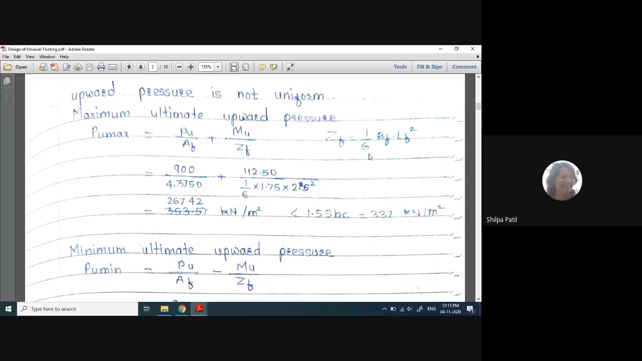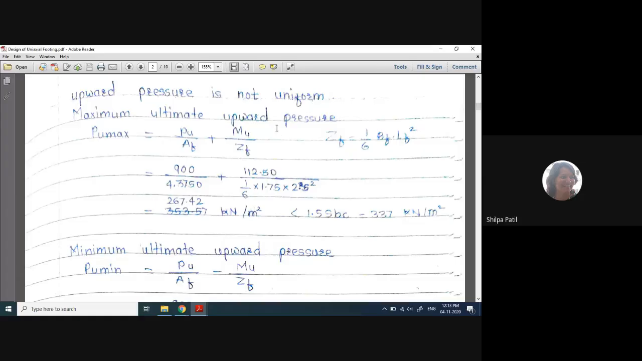Okay, so for rectangular section, the section modulus formula is 1 by 6 BD square. Okay, so here the rectangular section is nothing but our footing. So it is 1/6. The B is the BF, the width of the footing, and D is the depth, that is the length of the footing, LF square. So 1/6 BF into LF square, that formula is used here. Okay, to find out the section modulus. So by calculation, we are getting the value as 267.42.